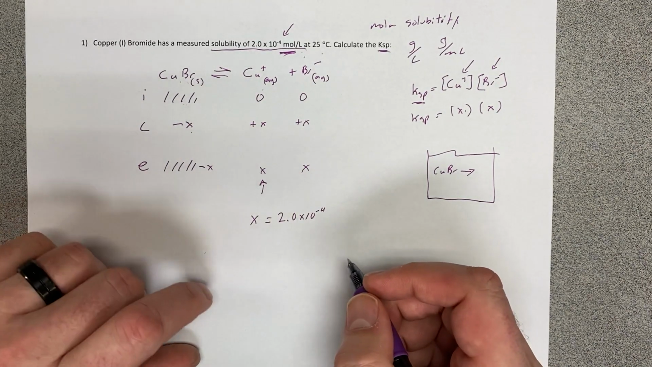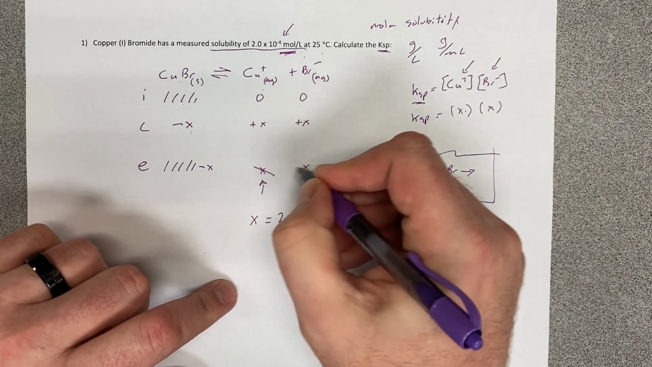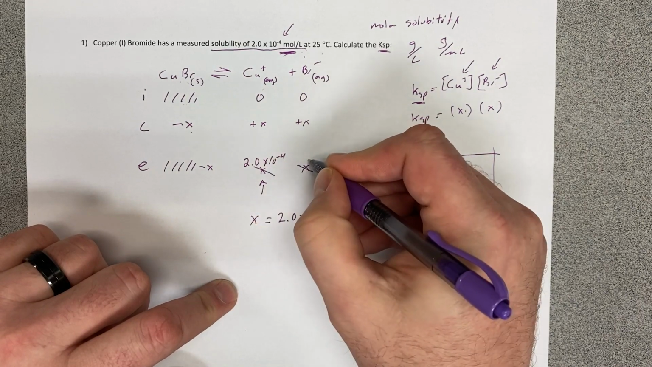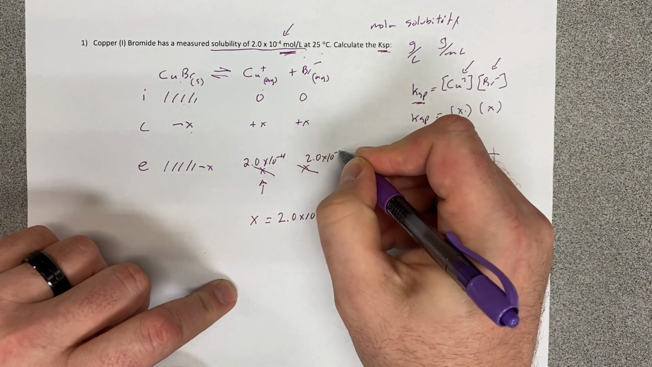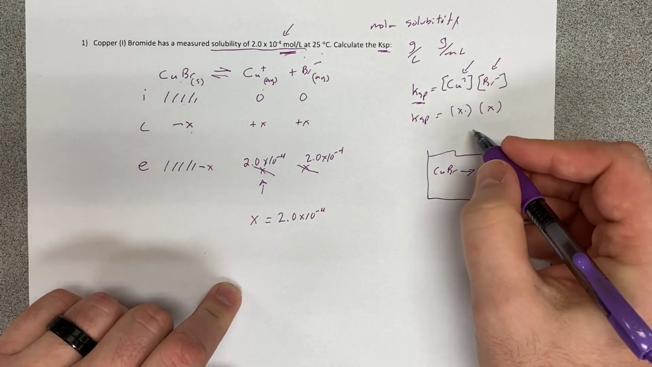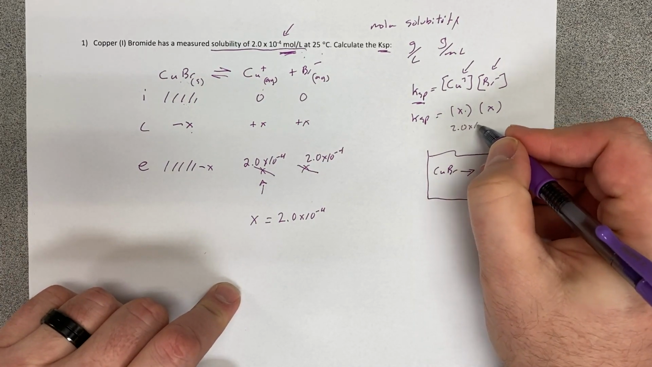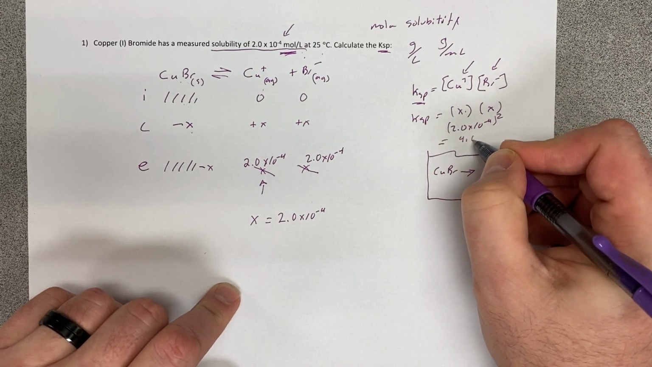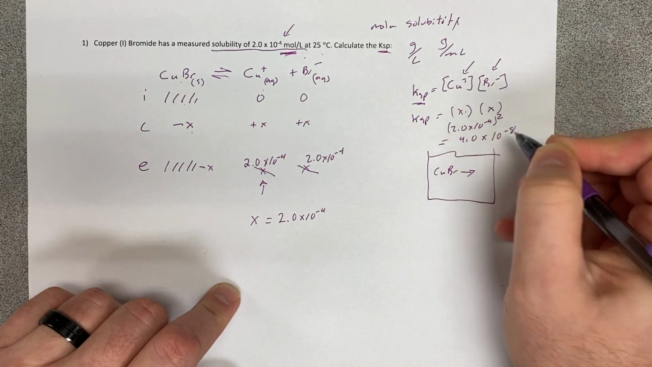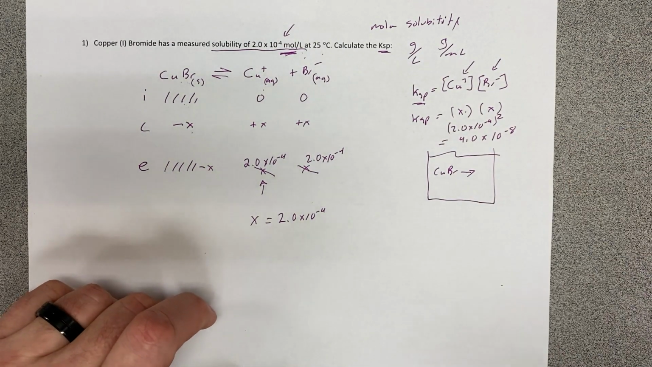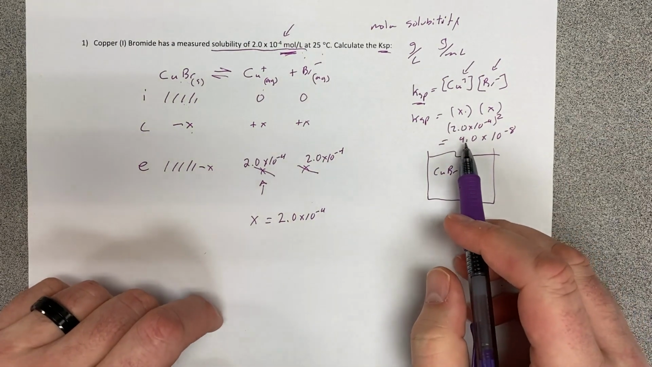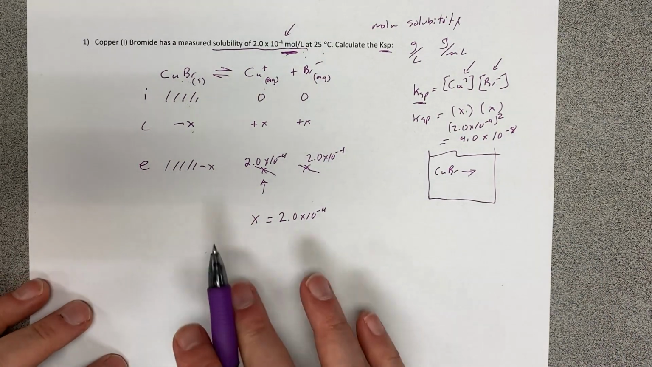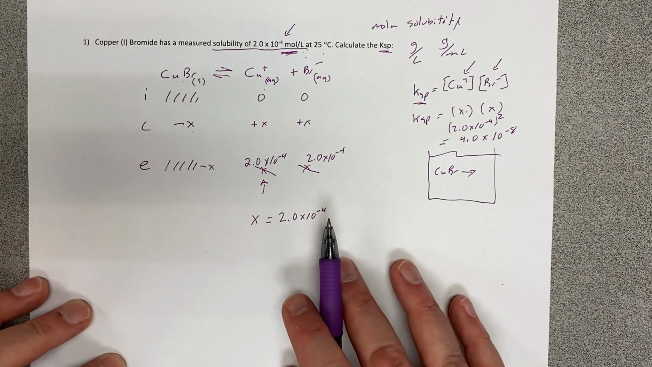In fact, I probably should have, instead of writing X in here, written 2.0 times 10 to the negative 4 here, and 2.0 times 10 to the negative 4 here. Now, if I plug that into my equation, 2.0 times 10 to the negative 4 squared, you're going to end up with 4.0 times 10 to the negative 8. Again, there are units there, and those would be moles squared per liter squared, but because we're dealing with a K problem, they don't really require us to ever deal with units, so we're not. So this is a typical problem where they're going to give us the solubility and ask us to solve for the K.